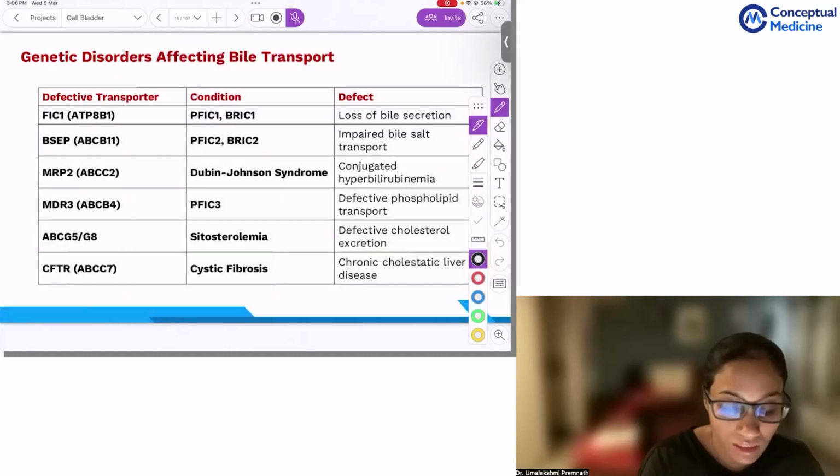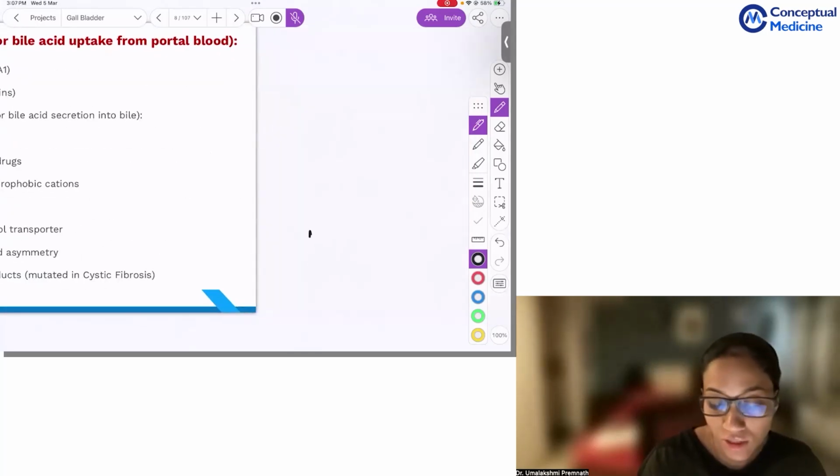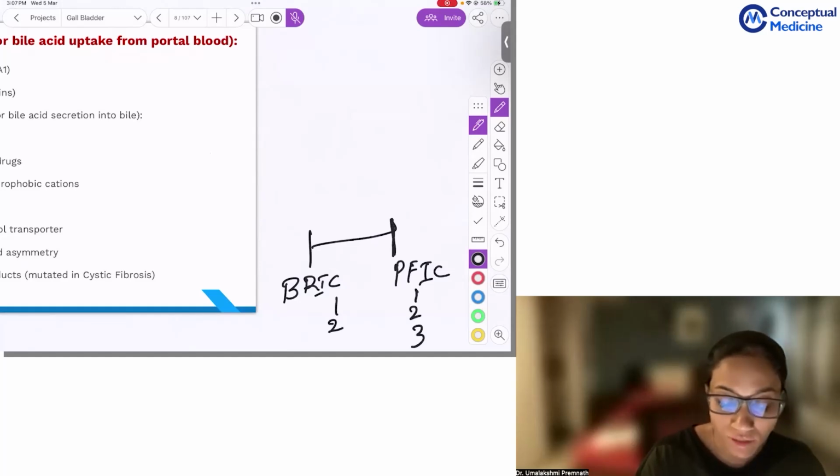Okay, so we have already learned your BRIC and your PFIC. These are actually two ends of the spectrum. BRIC is benign recurrent intrahepatic cholestasis, whereas PFIC is at the extreme end of the spectrum. So you have 1, 2, here you have 1, 2 as well as 3. It is because of the same defect. Okay, so first the enzyme defect would be the same, but the manifestations may differ.